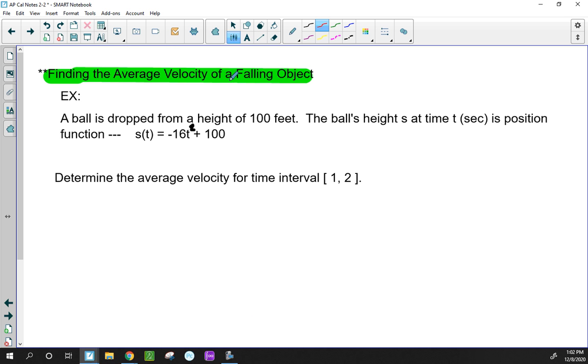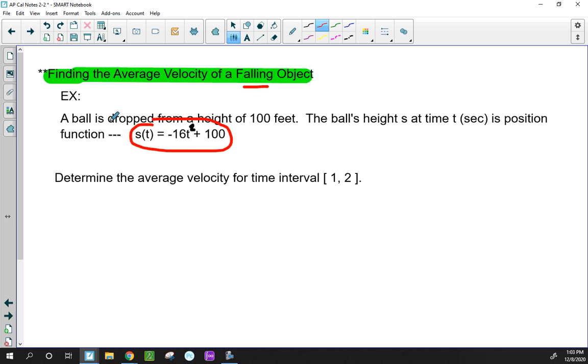Finding the average velocity of a falling object. A ball is dropped from a height of 100 feet. The ball's height, s, which is position, at time t in seconds, is the position function s of t is equal to negative 16 t squared plus 100.